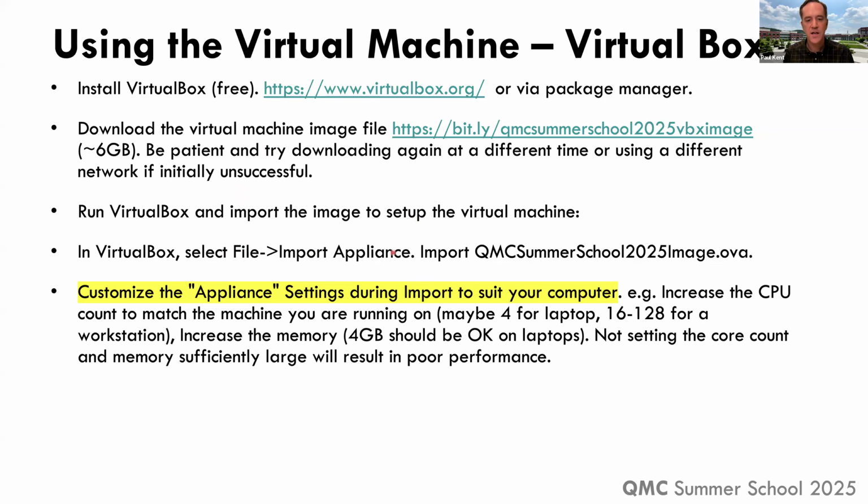So you go File, Import Appliance, and then import this OVA file. And then one important point is that when you're importing the so-called appliance, I'd encourage you to change the CPU count and the memory to match your machine, because you'll be able to do more if you have an appropriate core count and are not trapped on the 4 that we've got by default. And certainly increase the memory if you have more. This should be 8.